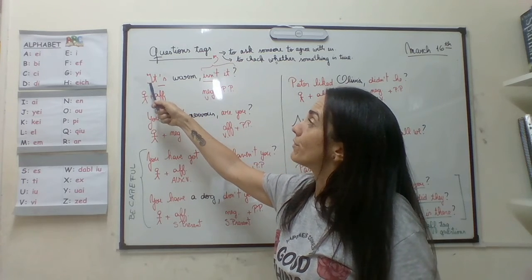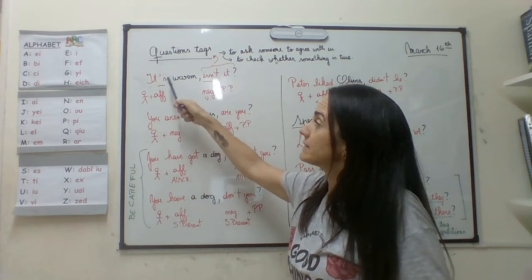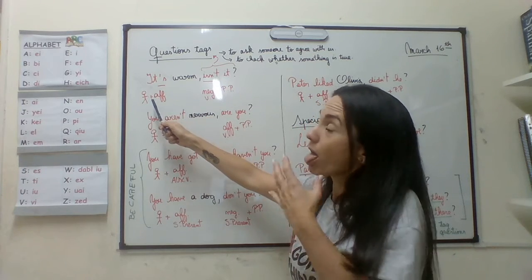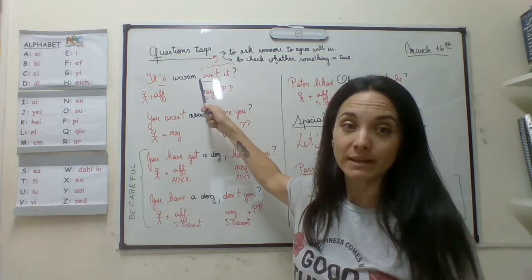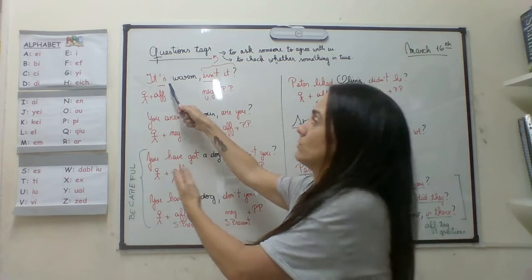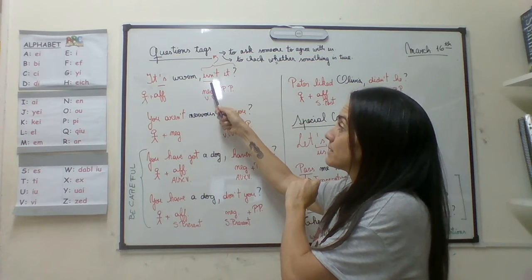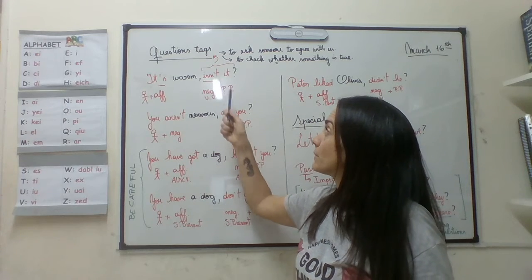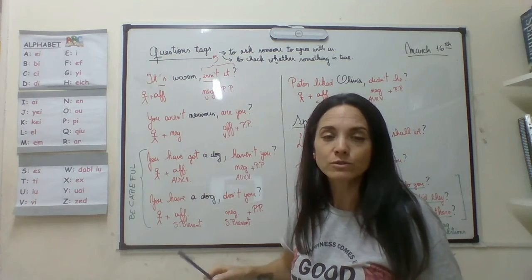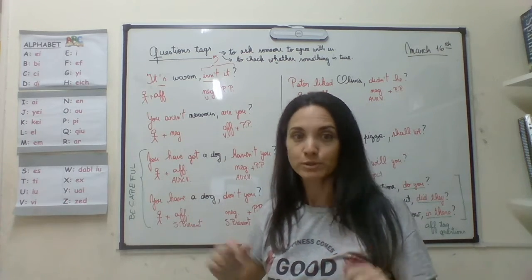Here we have the personal pronoun and then the verb. In this case, the verb is affirmative. That means that the question tag will be in the negative. Using the verb to be, simple present verb to be, then simple present verb to be in the negative, plus personal pronoun. In the question tag, we always use the personal pronoun, not names or whatever, just personal pronouns.